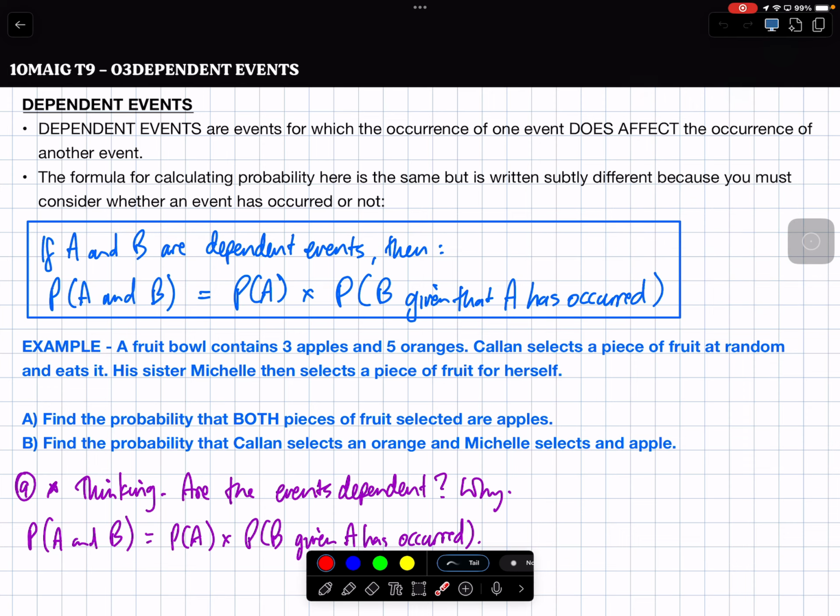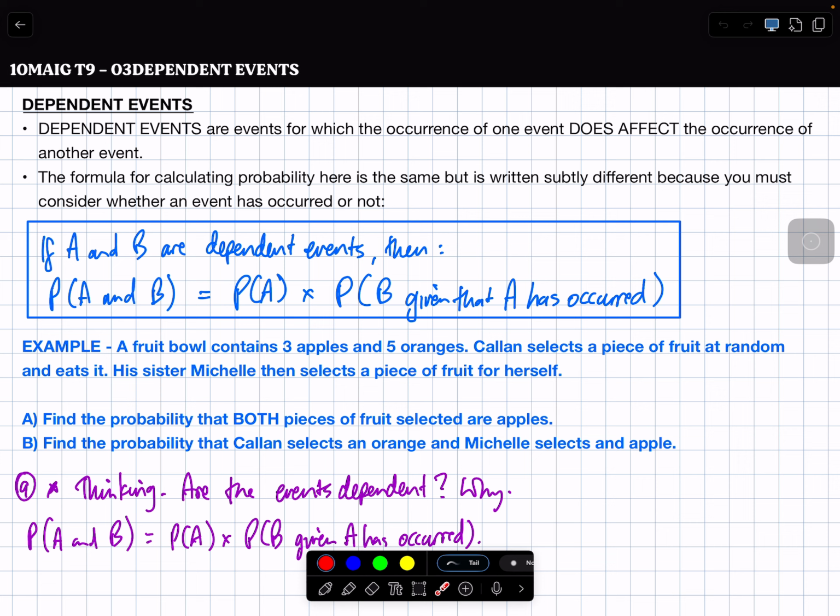Okay, last lesson on Friday was independent events. So the opposite of that is dependent events, which are events for which the occurrence of one does affect the occurrence of another. The formula for calculating it looks the same, but the way that we express the formula is subtly different because you have to consider whether an event occurred or not.